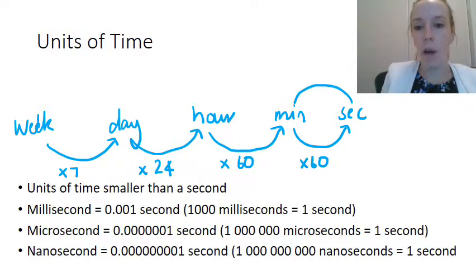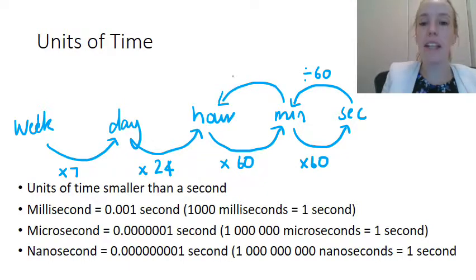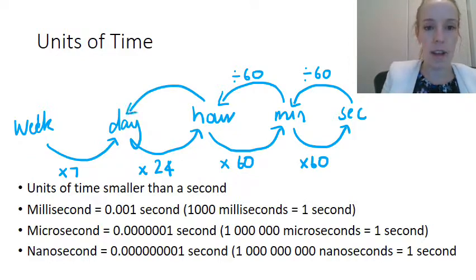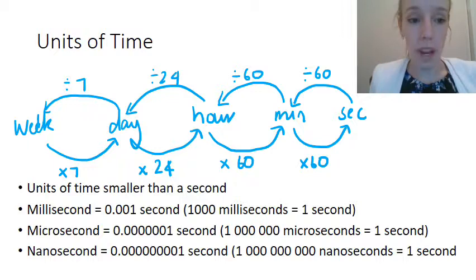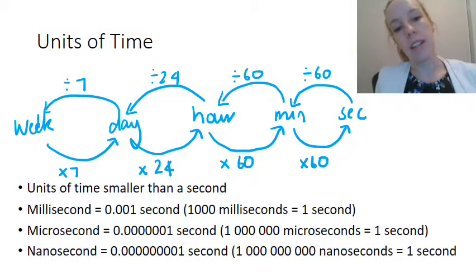And converting the other way from smaller to larger, you're going to have to divide. So divide by 60, 60 seconds in a minute. Divide by 60 to go from minutes to hours because there's 60 minutes in an hour. Divide by 24 to go from hours to days because there's 24 hours in a day. And divide by 7 to go from days to weeks because there's 7 days in a week.